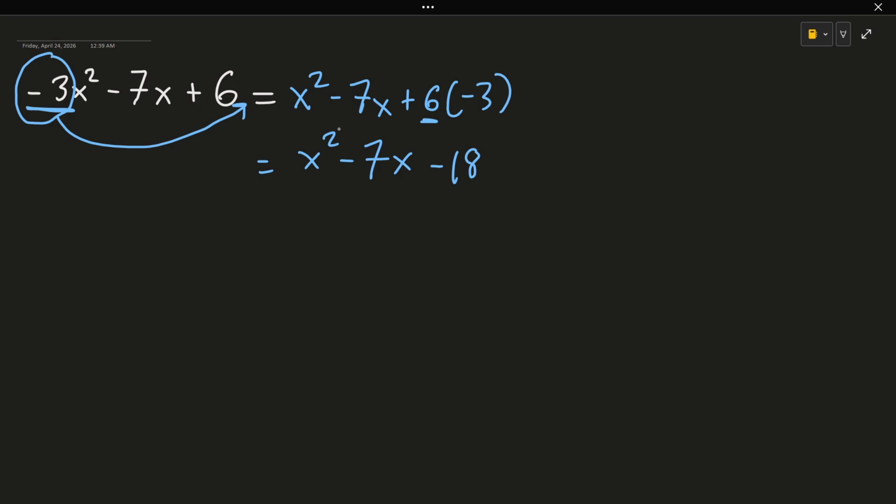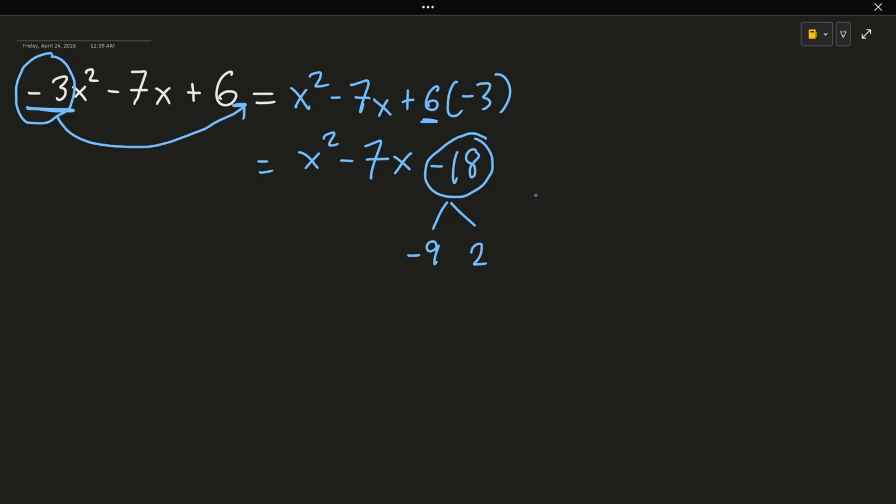Now that we have x squared, and the number beside it is 1, we can now apply the previous steps we did. Since the number beside x squared is 1, we can now focus on the constant term. Think of two numbers where if you multiply them, it's negative 18, and if you add them, the answer is negative 7. You may think it's 3 and 6, but it's actually negative 9 and 2. Not 3 and 6.